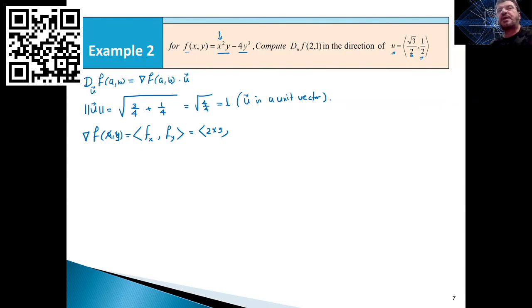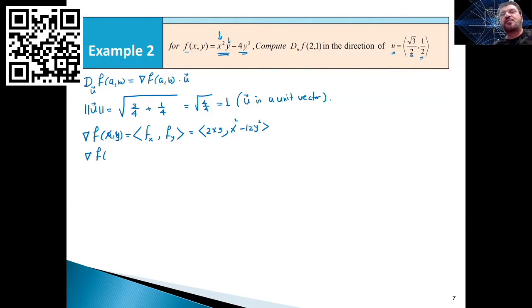Let's differentiate with respect to y. What's the derivative of this term with respect to y? The derivative of y is 1. I'm left with x squared minus, what's the derivative of this with respect to y? It's 12y squared. This is, guys, the gradient in general at x, y.